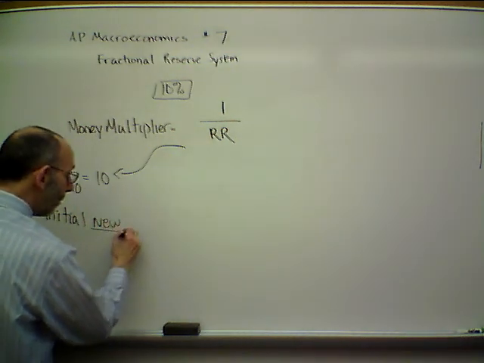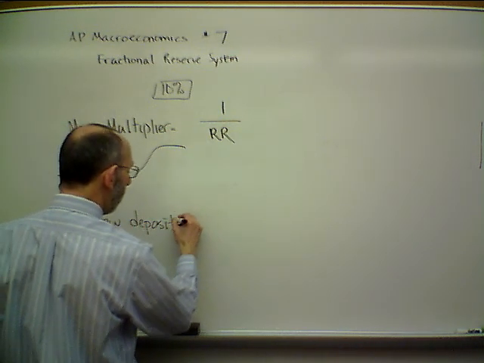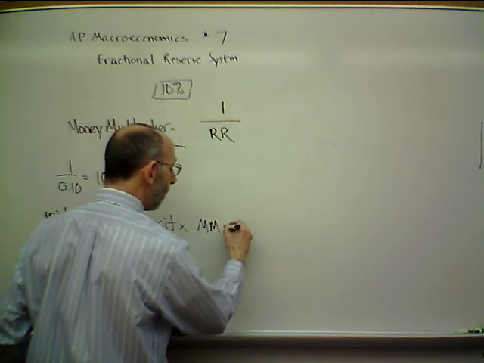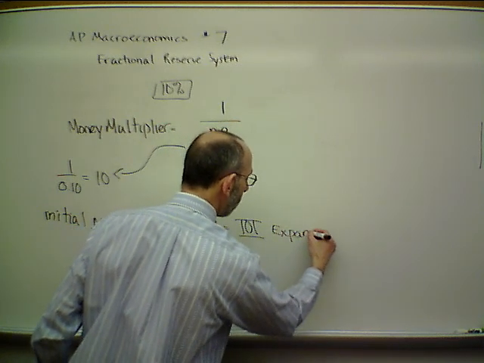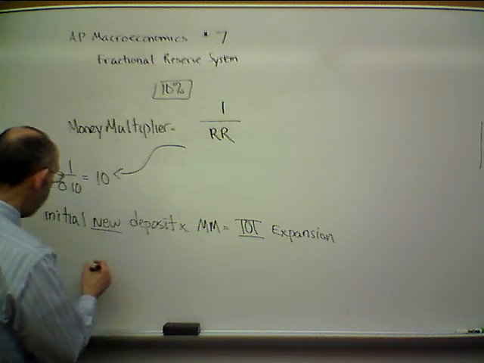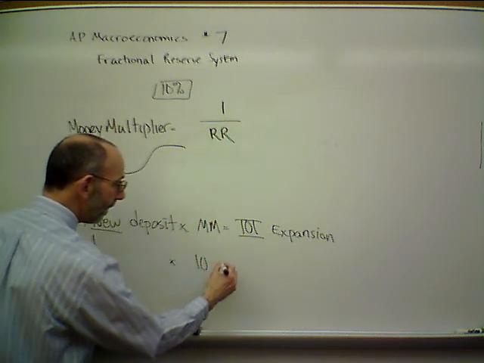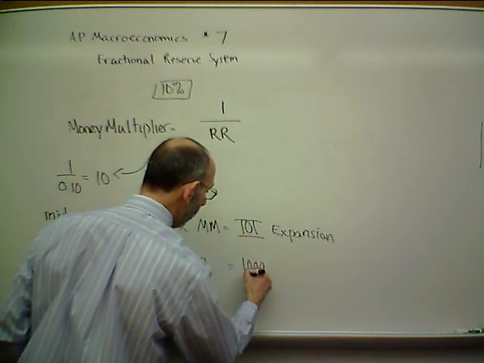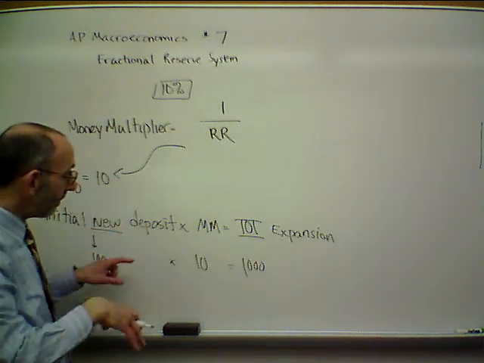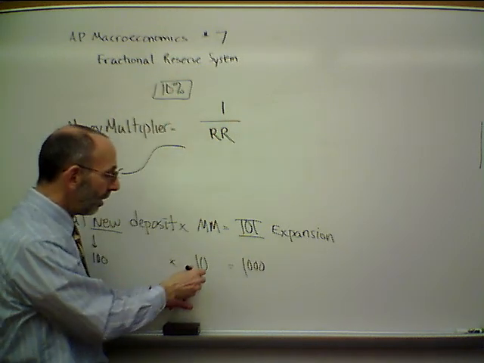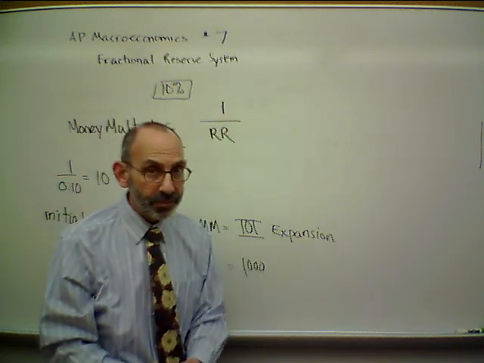new means comes from outside the system, new deposit, times the money multiplier equals total expansion. And in this case, we had $100 times 10 equals $1,000. And this means that for this initial new deposit that came from outside the system, based on this number, we get a money multiplier of 10, means that that $100 would result in a total of $1,000 of expansion.